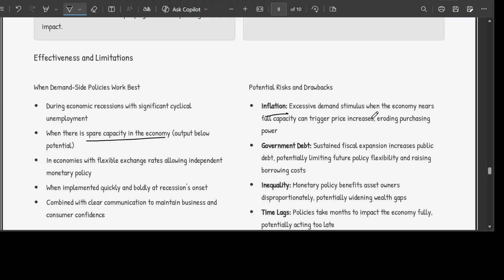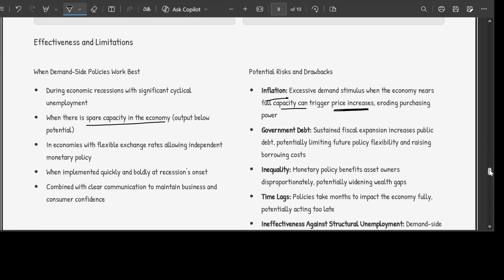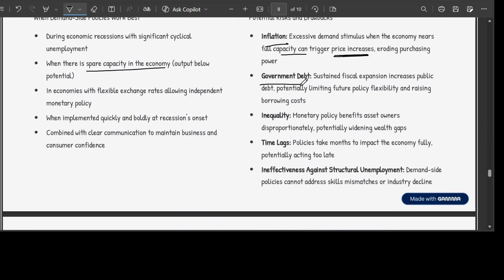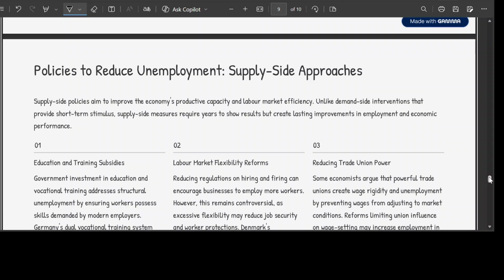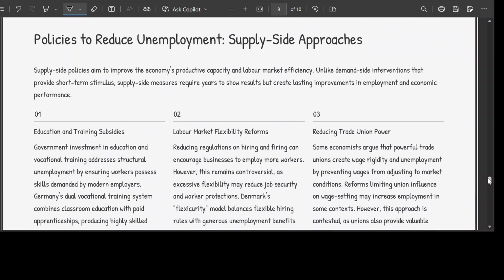Because of excessive demand, the economy nearing full capacity can trigger price increases, eroding the purchasing power of the people. There can be a situation of rising government debt, inequality in ownership, which creates a rich-poor gap, time lags because policies generally take months to impact the economy fully, and also ineffectiveness against structural unemployment. Now, there are different policies to reduce unemployment from the supply side approach.